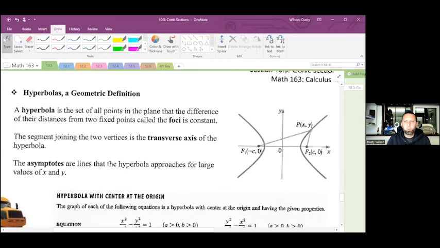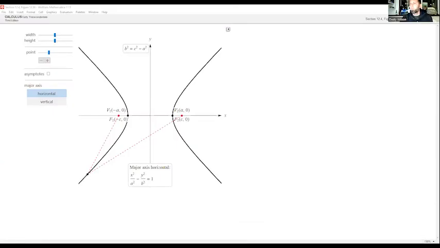The last conic section that we wanted to discuss is the hyperbola. We want to give a geometric definition. So a hyperbola is the set of all points in the plane such that the difference of their distances from the two fixed points, which are called the foci, is constant. The segment joining the two vertices is the transverse axis of the hyperbola. The asymptotes are the lines that the hyperbola approaches for large values of x and y. So this geometric definition is a bit of a challenge, but nevertheless not too bad.